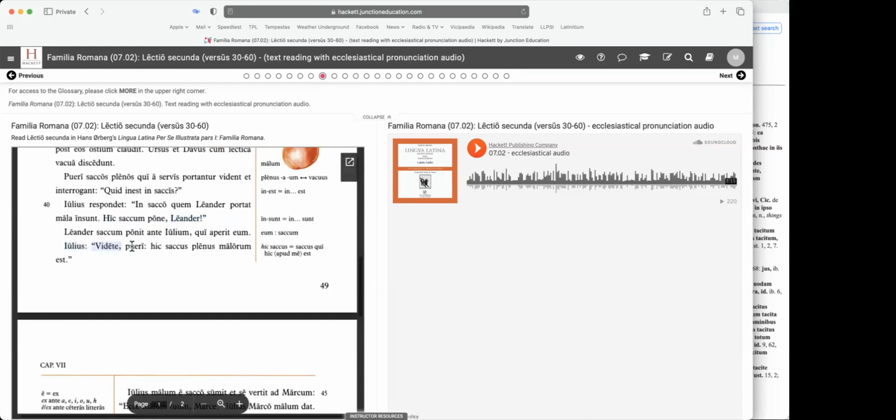Julius: Videte, pueri, hic saccus plenus malorum est. Look, children, this sack. See, no macron. So we have it. This sack is full of apples. And they have a little hint up here: hic saccus qui apud me est, or hic est, meaning near me or is here.